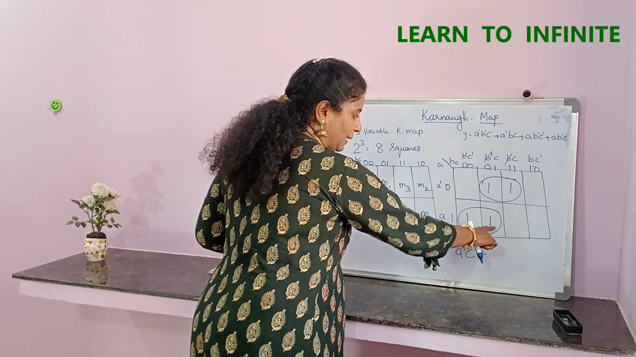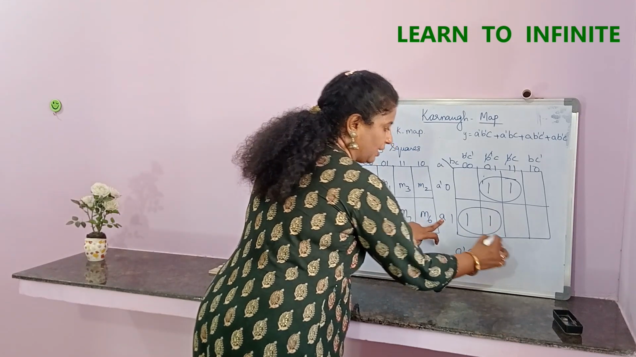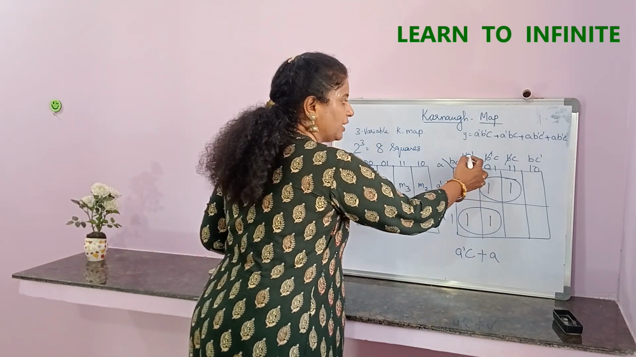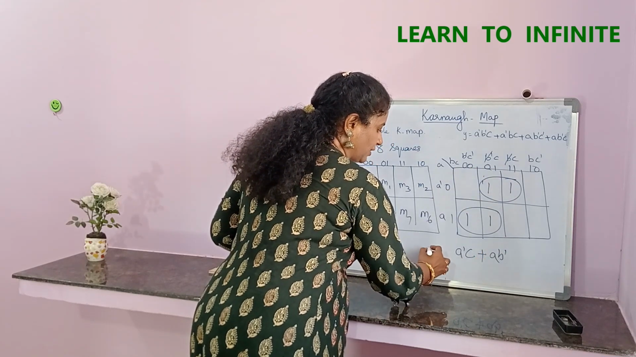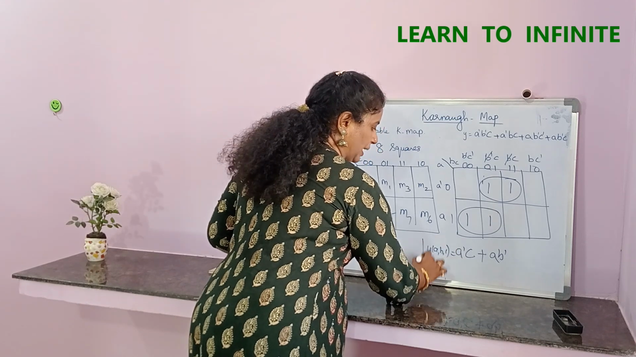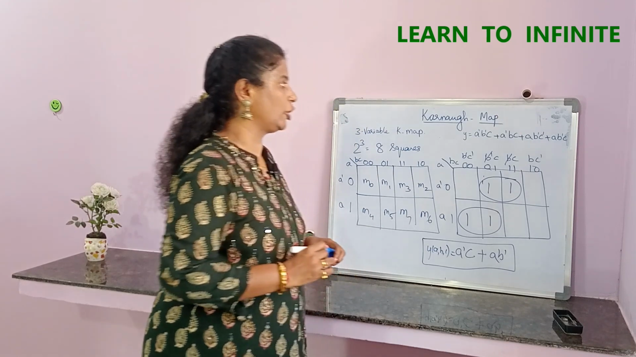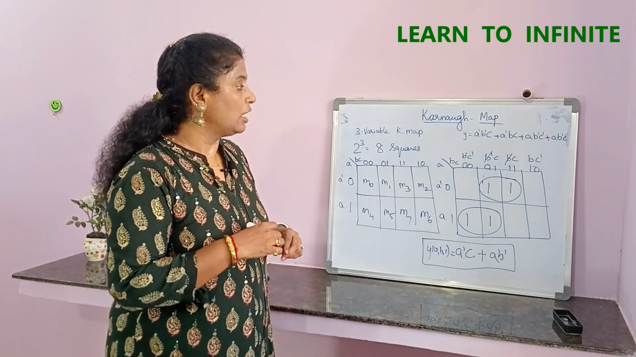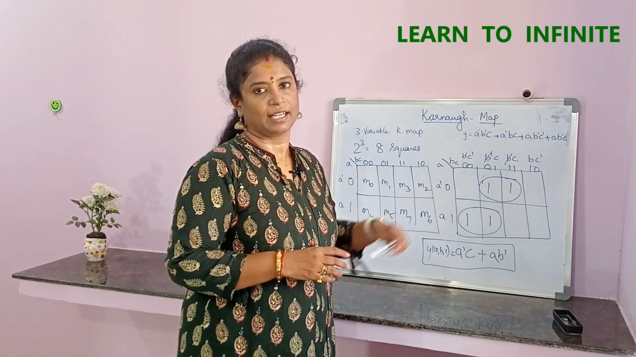Now coming on to this pair, second row is there. So the second row value is A. What are the columns being covered? First column and second column. So here C dash and C will get cancelled, so it is B dash. So the answer will be Y of ABC is equal to A dash C plus A B dash. This is the simplification solution for your 3 variable K map. So hope you have understood how to solve a 3 variable algebraic expression using Karnaugh map.